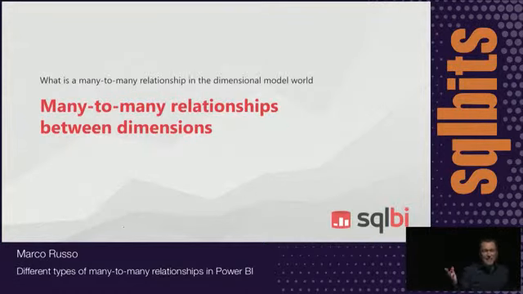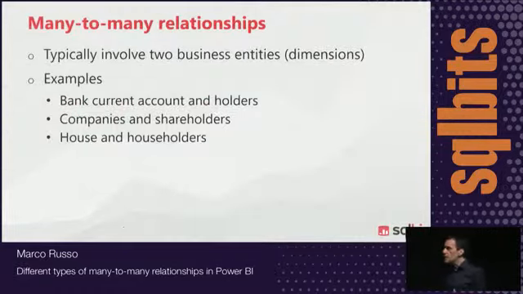So we start with the classical one. What is a many-to-many relationship between dimensions? And the idea is we start from a business issue, a business problem. We have two or more business entities that cannot be related in a simple one-to-many fashion. For example, imagine what you have in a bank. You have bank accounts, you have customers that own the bank accounts. Now, one bank account can be owned by multiple holders.